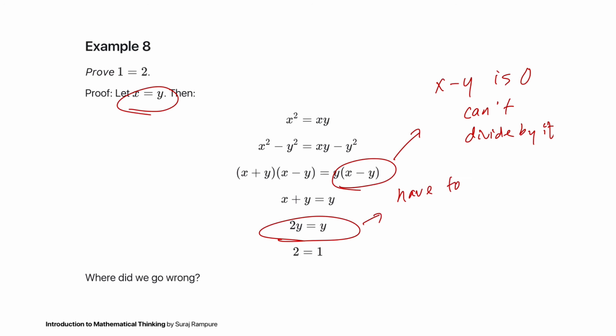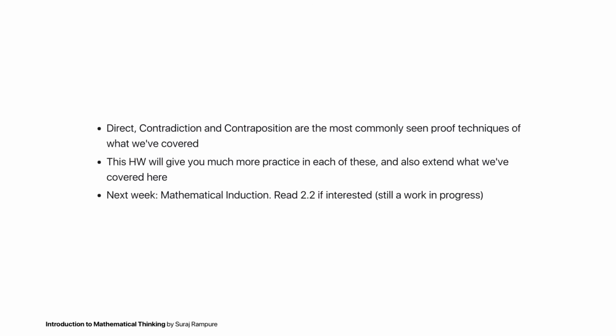Can't divide by it. So obviously this is a relatively silly example, but you can see how this could be extended to something a lot more complicated where the mistakes you make are not immediately evident. Is that clear? So you always want to be on the lookout and make sure every single step you make in your proof is valid. Any questions with that? Cool.